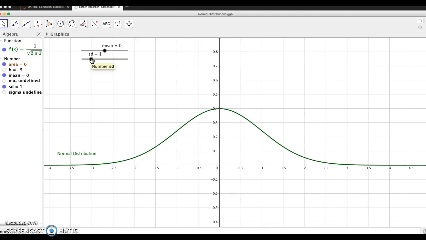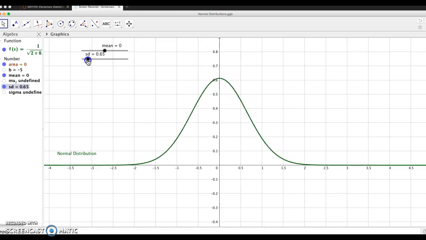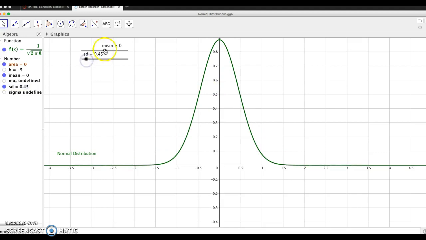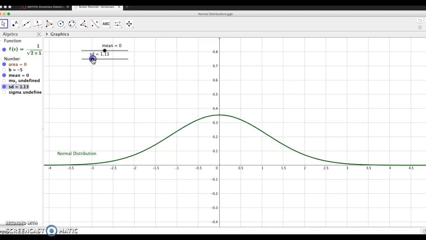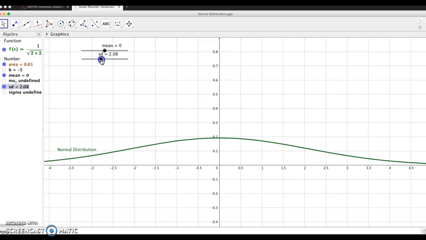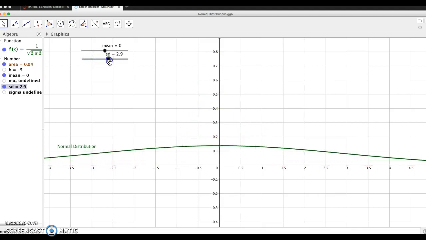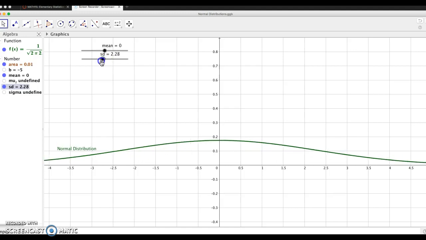And let's see how the standard deviation changes things. Standard deviation, again, measures the spread. So if the standard deviation gets smaller, notice what happens is it gets closer and closer to 0. Standard deviation of 0.45, more of the data is close to the center. There's less of a spread. And this keeps going arbitrarily. On the other side, if we make the standard deviation bigger, then the curve flattens out. But it's hard to even see that it's a bell-shaped curve.